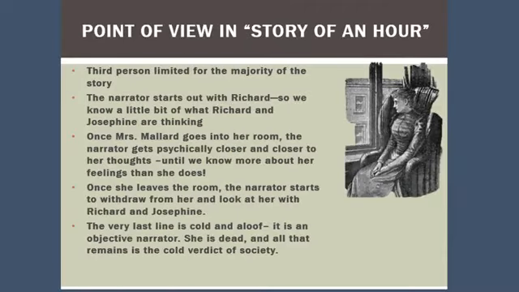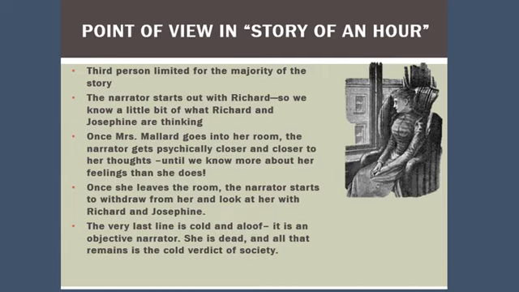In The Story of an Hour, it's most of the time a third person limited narration. It does start out with Richard, so we know a little bit about what Richard and Josephine are thinking, but for the majority of the story, it's third person limited. We're mostly in Mrs. Mallard's thoughts and feelings, the protagonist's thoughts and feelings.